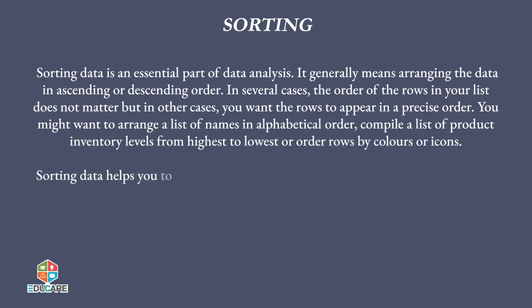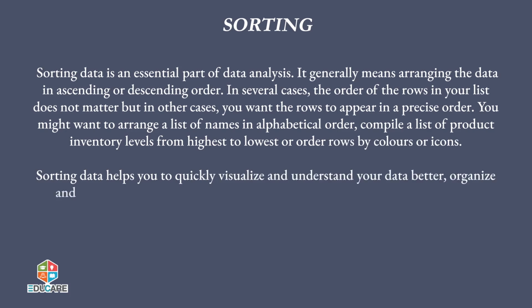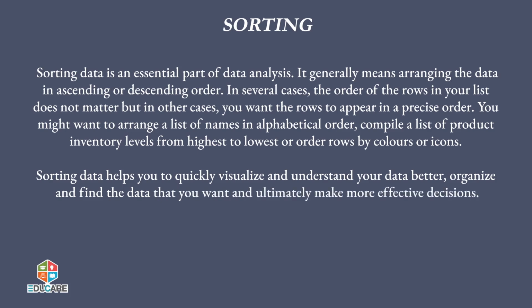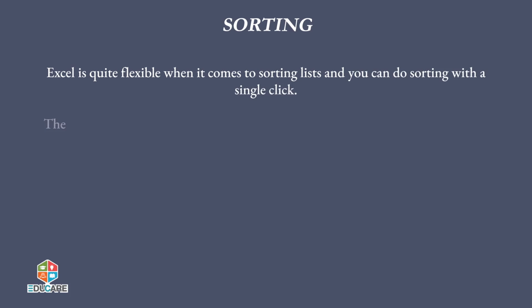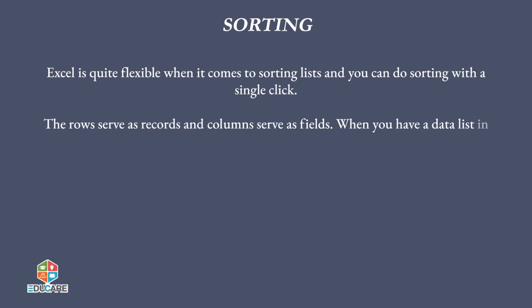Sorting data helps you to quickly visualize and understand your data better, organize and find the data that you want, and ultimately make more effective decisions. Excel is quite flexible when it comes to sorting lists, and you can do sorting with a single click. The rows serve as records and columns serve as fields. When you have a data list in Excel, you can sort the list to show particular data.